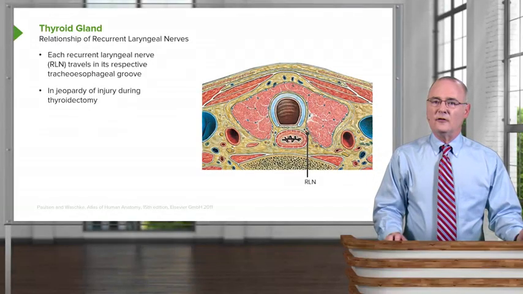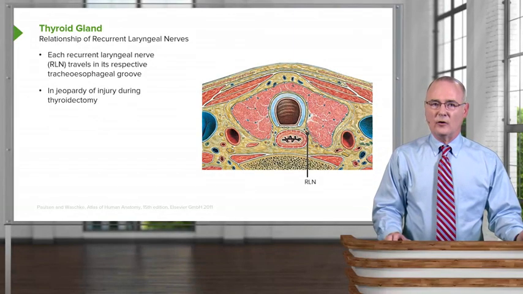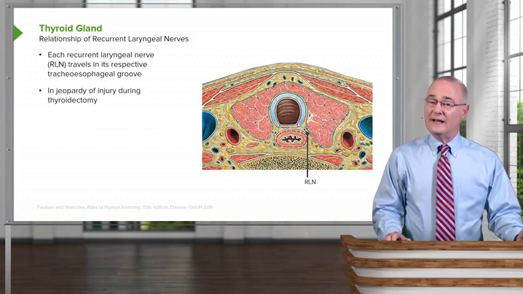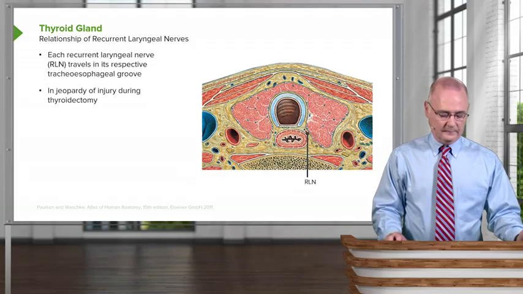Clinically, these are important during a thyroidectomy. The surgeon has to carefully identify these nerves and preserve them so they are not injured during the removal of the thyroid gland. We'll also demonstrate another clinical correlation of the recurrent laryngeal nerve when we talk about thyroid goiter.